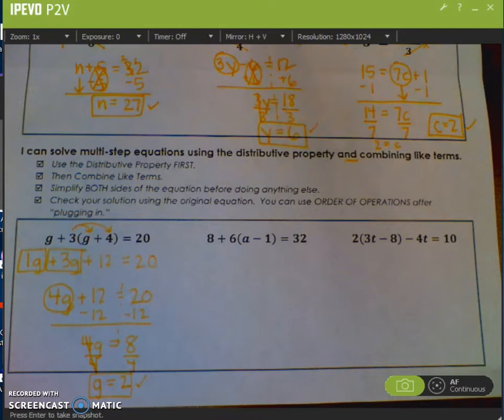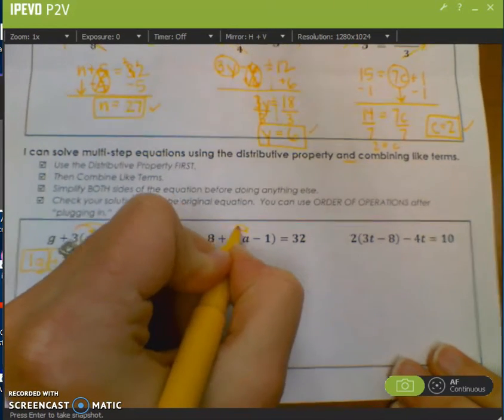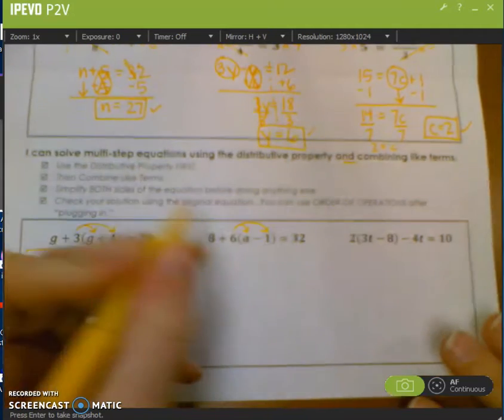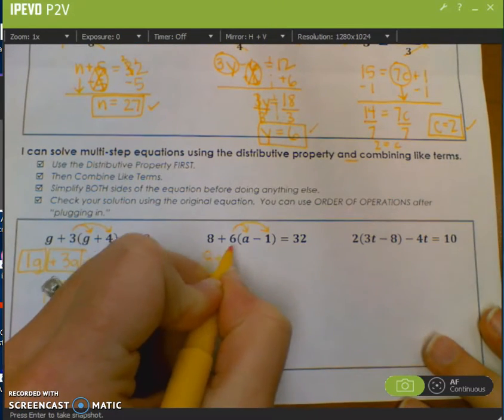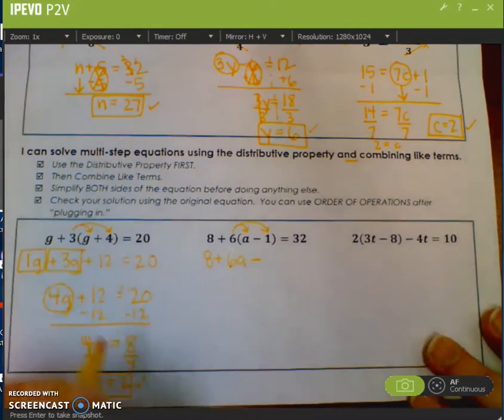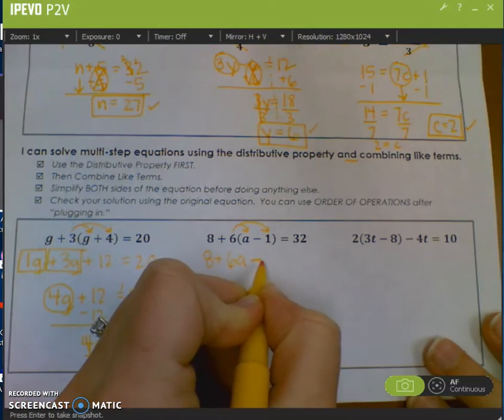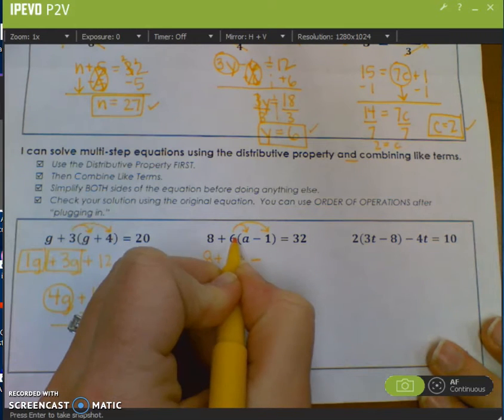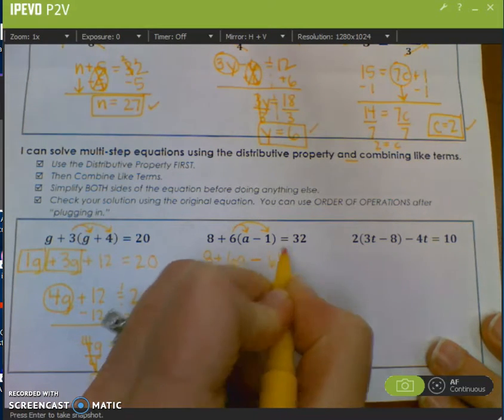On the next example, I'm going to start using the distributive property, then combine like terms, then simplify, and then check. So 6 times a and 6 times 1, I've got 8 plus 6a. Bring down the minus sign. Be careful that it's not a plus. It's a minus sign in this distributive property, so we've got to bring down the minus. And 6 times 1 is 6.